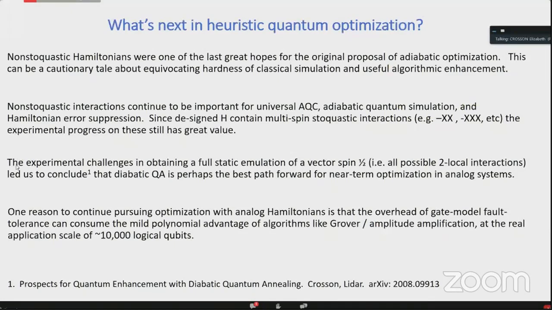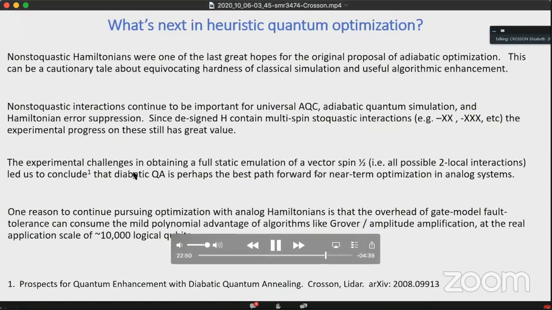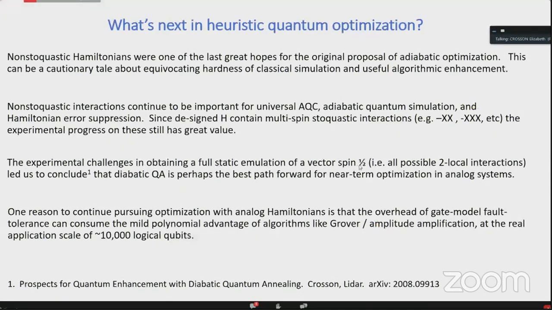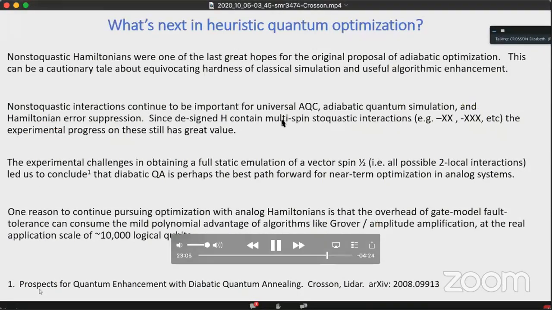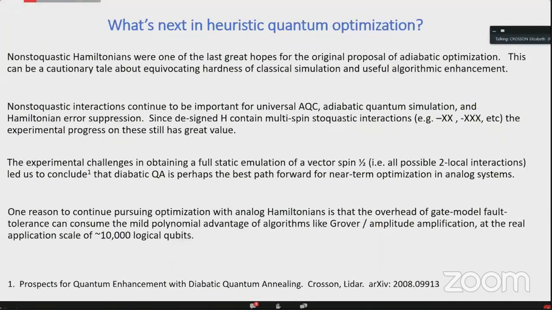But still, the experimental challenges, to borrow Jamie Kerman's term, of full static emulation of a vector spin 1/2 qubit, i.e. all possible two local interactions, have been experimentally challenging. So this led us to conclude in the perspectives paper that diabatic quantum annealing is perhaps the best path forward for near-term optimization in analog systems.